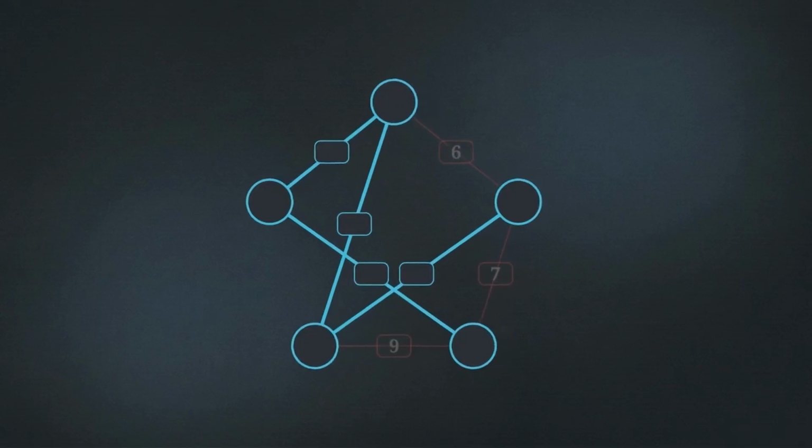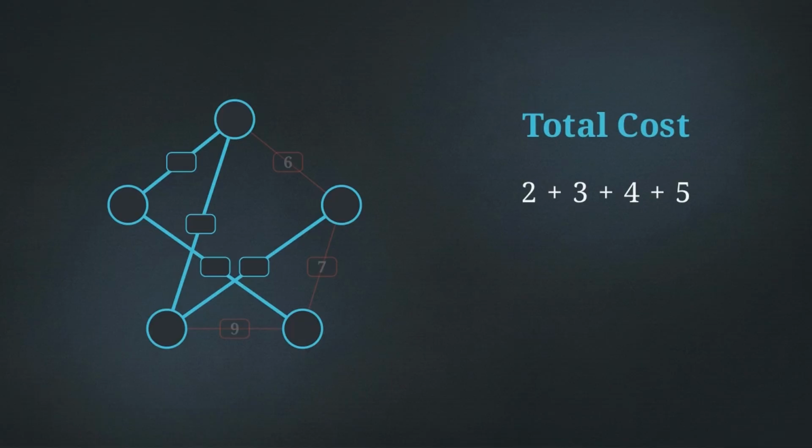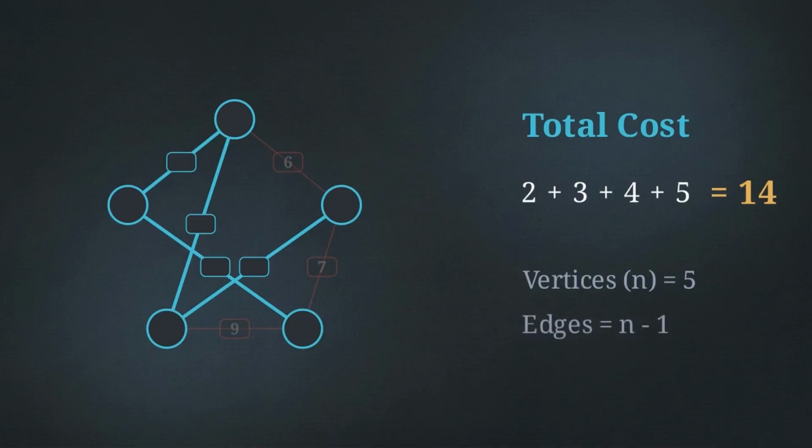To verify our total expenditure, we sum the selected edges, 2 plus 3 plus 4 plus 5, giving us a final total cost of 14. You can verify the structural math by checking the edge count. In any valid spanning tree, if you have n vertices, you will always have exactly n-1 edges. With 5 vertices, our final tree correctly utilizes exactly 4 edges.